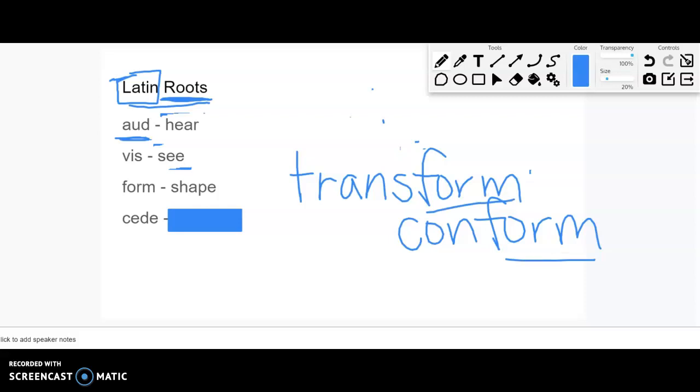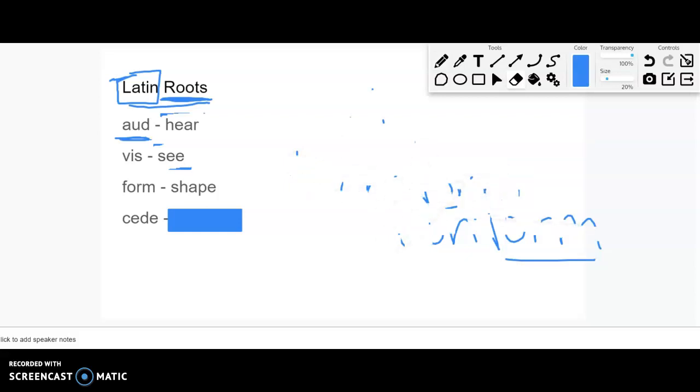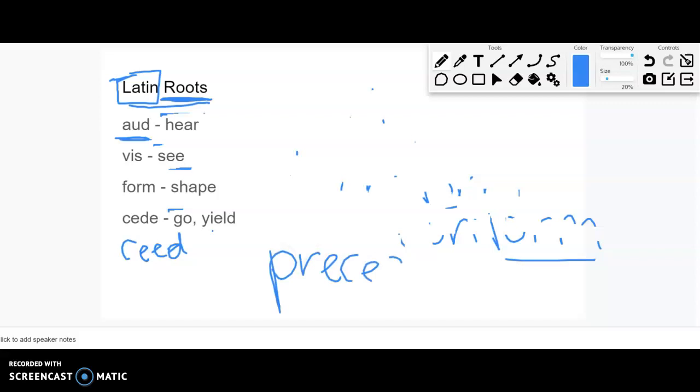All right. One more in this lesson. Seed has to do with go or yield. It can also be spelled C-E-E-D. For example, the word precede. Well, we know pre means before. Seed means go. So precede means like go before. Like the French and Indian War preceded the American Revolution. The French and Indian War went before the American Revolution. So by knowing these two roots, it helped me know what the word meant.